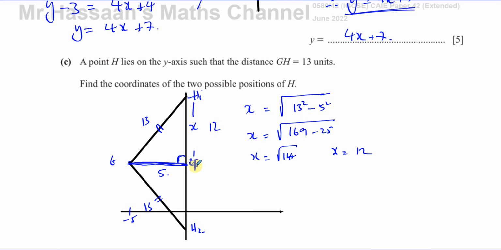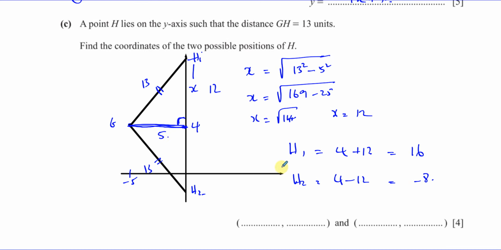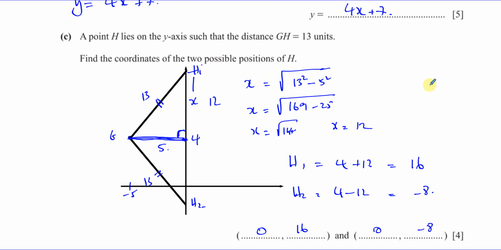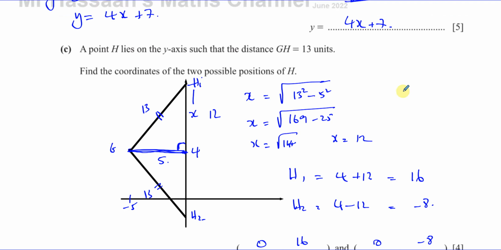So I know that this is the coordinate here, 4. So we can say H1 is going to be equal to 4 plus 12, and H2 is going to be 4 minus 12. So H1 is going to be 16, and H2 is going to be minus 8. So the coordinates of them are going to be (0, 16) and (0, negative 8). Okay, that's a nice, easy way to do it.